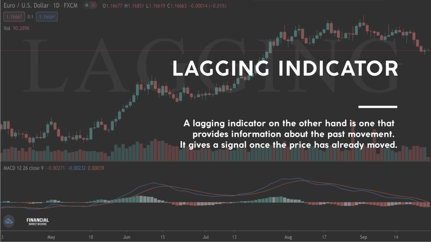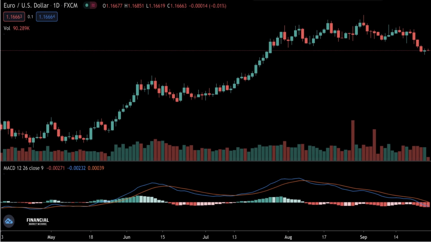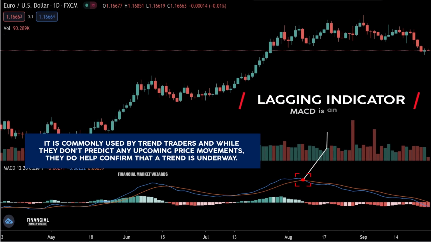A lagging indicator, on the other hand, is one that provides information about the past movement. It gives a signal once the price has already moved. And while you may think it's useless to know what is happening after the fact, these indicators can still be useful. It is commonly used by trend traders, and while they don't predict any upcoming price movements, they do help confirm that a trend is underway. It gives traders more confidence in their analysis rather than a specific trigger to enter the market.